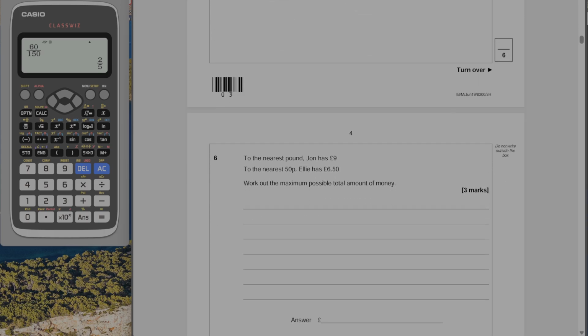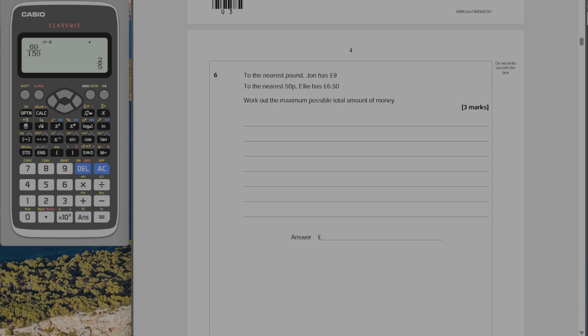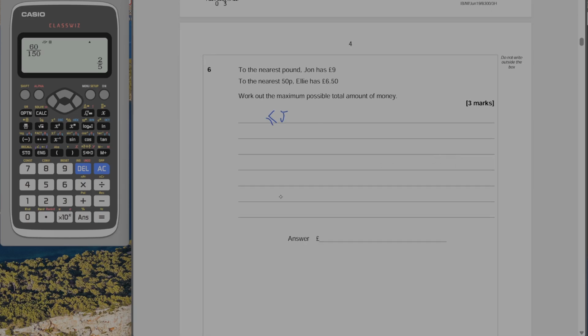Right, question 6. To the nearest pound, John has £9.50, and to the nearest 50p, Ellie has £6.50. Work out the maximum possible amount of money. So if we look at John first of all, to the nearest pound, the smallest amount he could have would be £8.50, and the largest amount would be £9.50. I'm going to put that for now. Technically, you couldn't have £9.50 though.